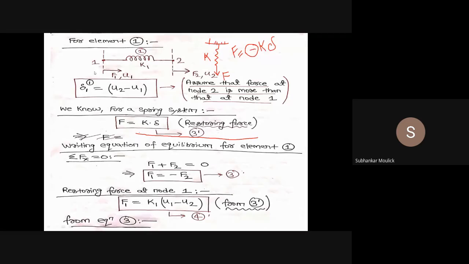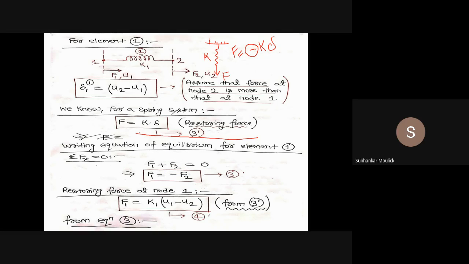Now if I see the free body diagram of the first element, and if I write the equations of equilibrium for this particular element, what can I write? I can write summation Fx equal to 0. That means I can write F1 plus F2 equal to 0. So F1 is equal to how much? F1 is nothing but minus F2. So let us try to find out the value of F1. We know that the governing algebraic equation is F equal to K into delta.